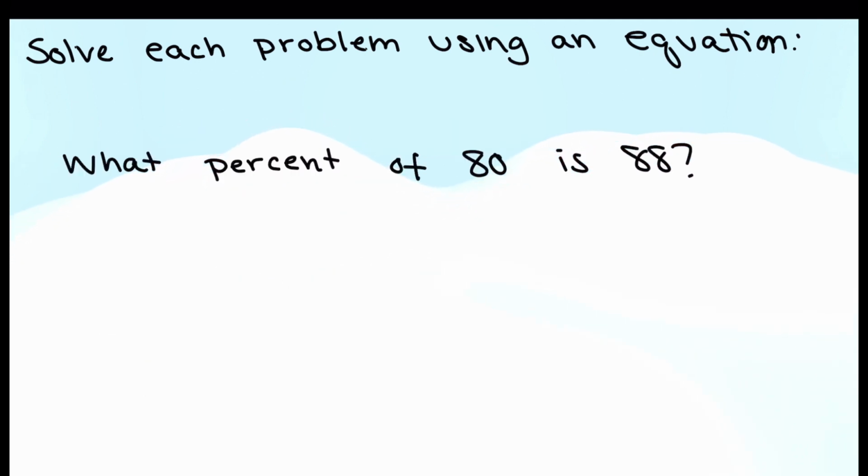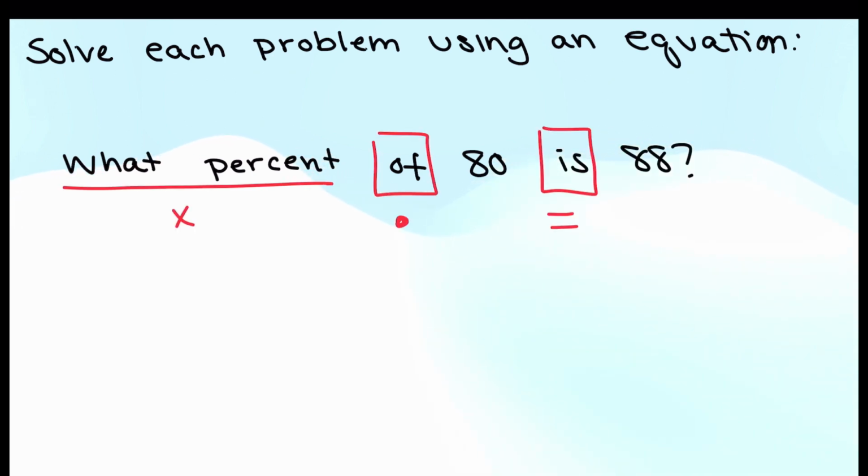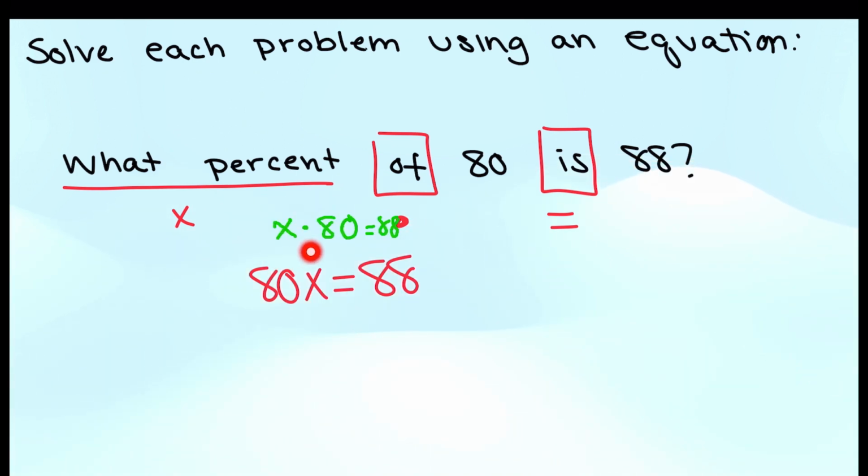All right, one more using this method. What percent of 80 is 88? So there's my keywords. What is my x? Of is multiply, is the equal sign. So as an equation, this turns into x times 80 equals 88.